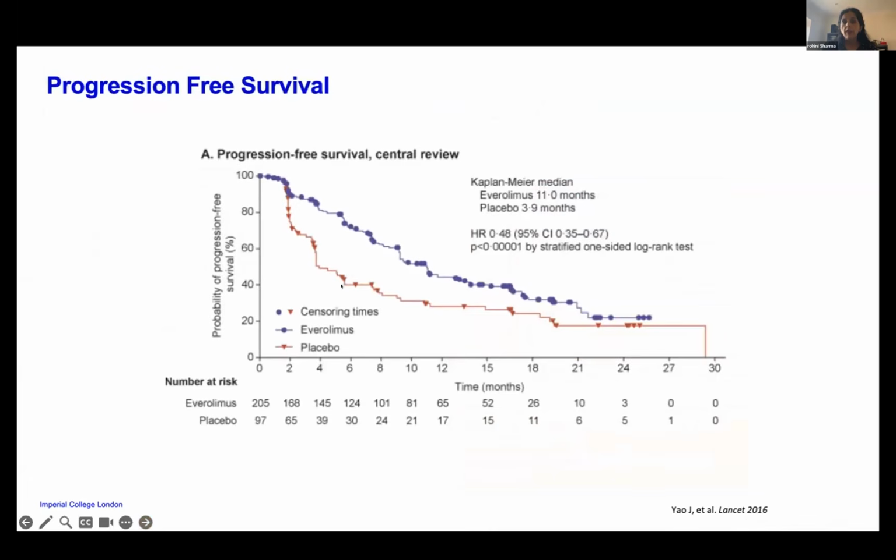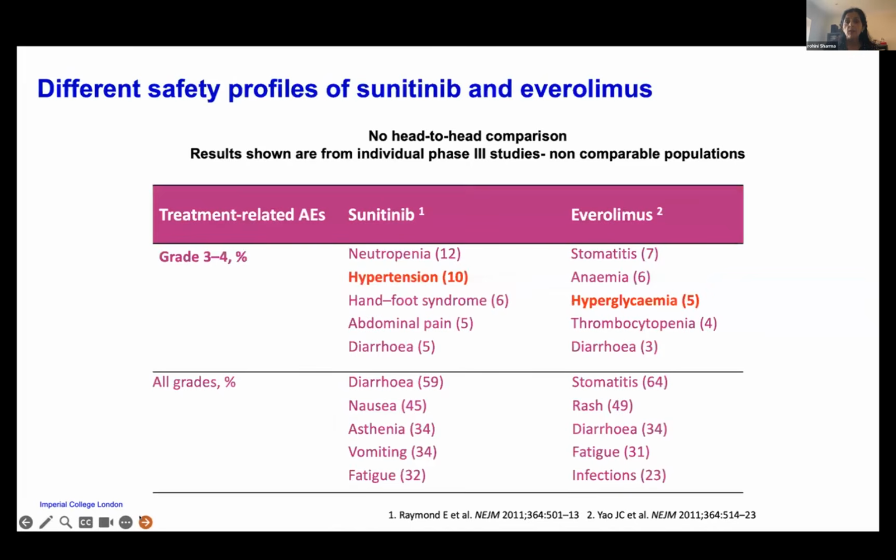You can see from the curves that the blue line, which was everolimus, the median survival was 11 months, while placebo, the median survival was only 3.9 months. And so based on this study, everolimus has now been approved for the management of both lung and small bowel NETs. So how do you choose sunitinib versus everolimus?